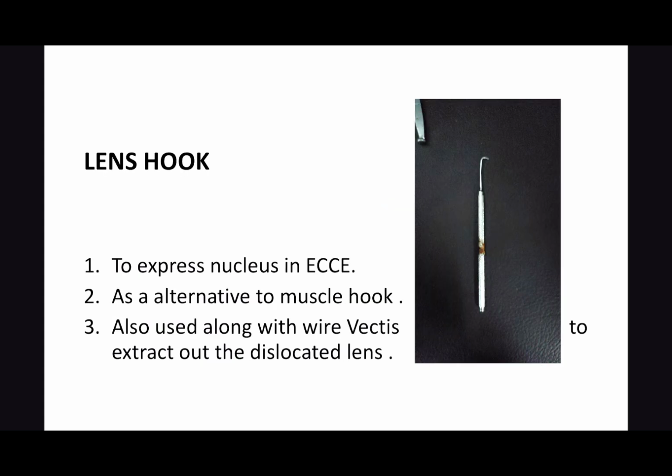This is a lens hook. It can be confused with a muscle hook or an IOL dialer. The lens hook is broad and has a blunt tip. It is used to express the nucleus in extracapsular surgeries as an alternative to the muscle hook, and is also used along with the wire vectis to extract out the dislocated lens.